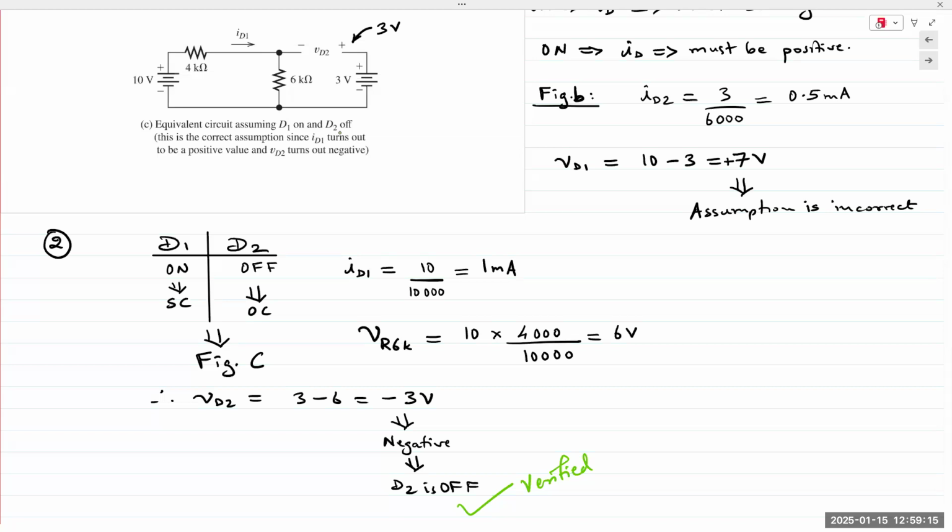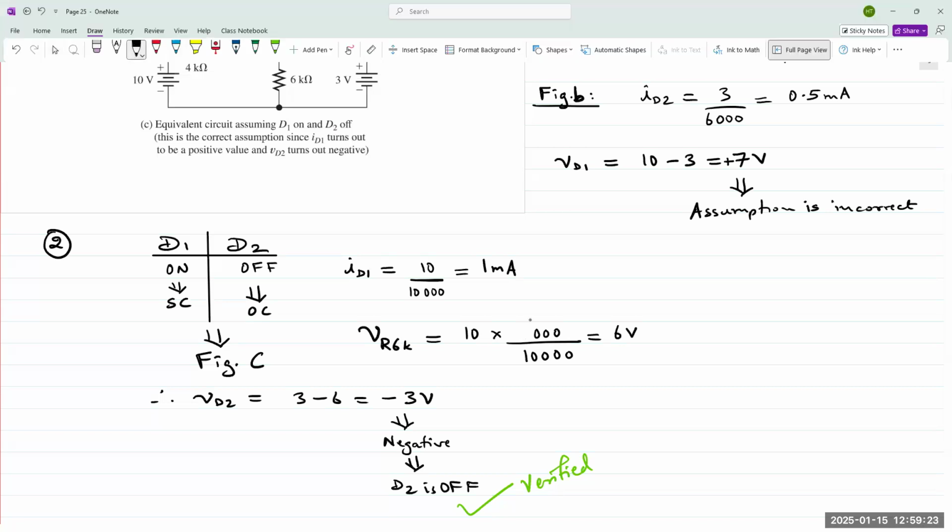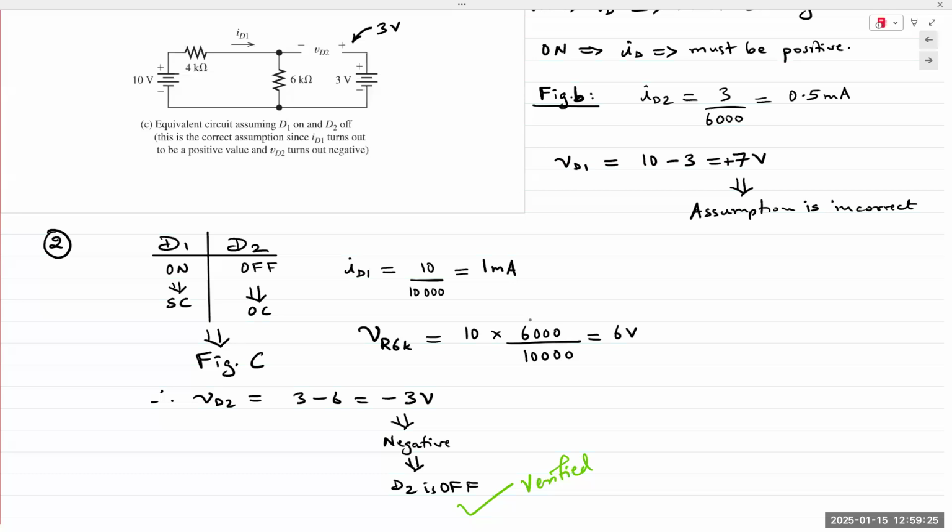It's 10 over 10, yes. So that is correct. Thank you for pointing that out. It is the resistor, not the other resistor. That would be current division. It's 10 times 6 divided by 10, because we want to find the voltage across the 6,000 ohm resistor, not the 4,000.